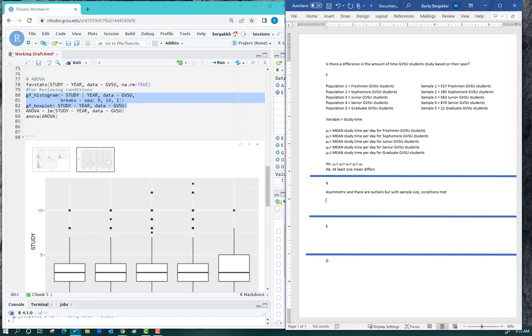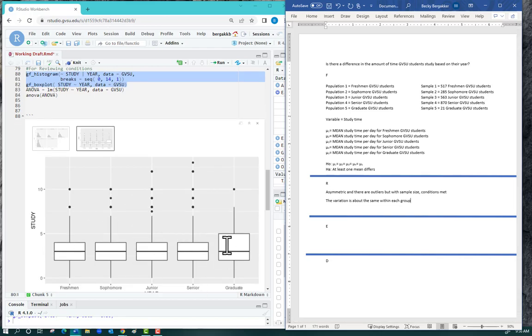The other one that, remember, is new is that the variation in the data within each group is about the same. So I would say that that's true because you can see that the size of these box plots are really fairly similar. Yes, graduate students is a little bigger because they don't have as big of a sample size, but I think that that's close enough that we can say our conditions are met.